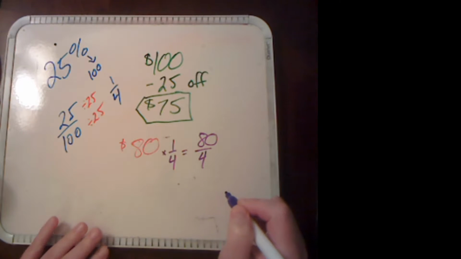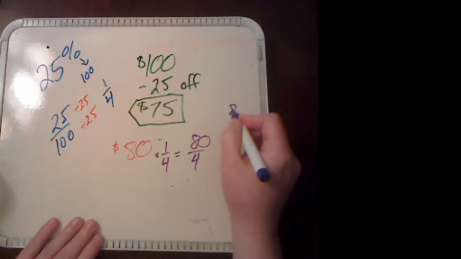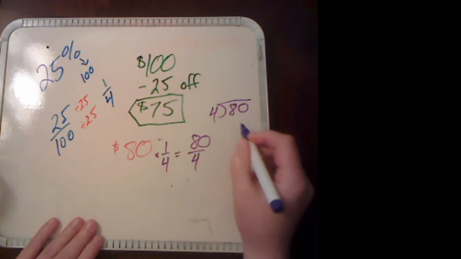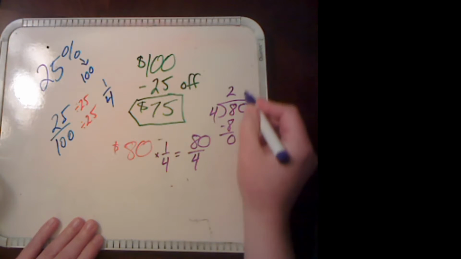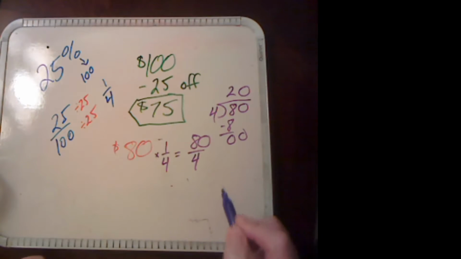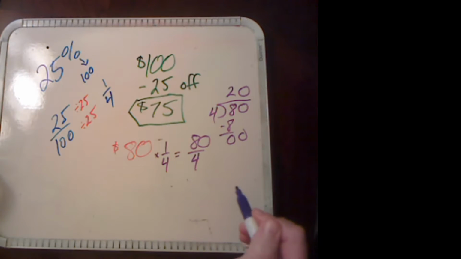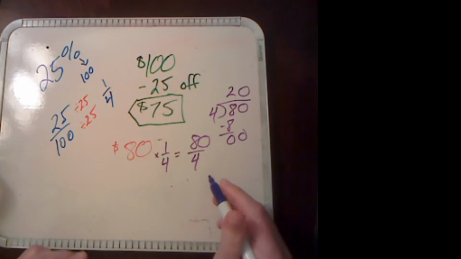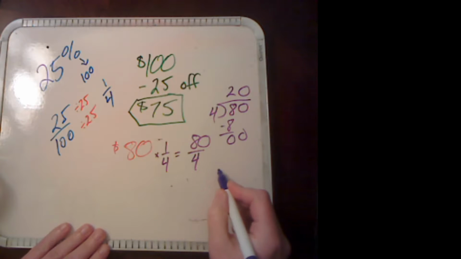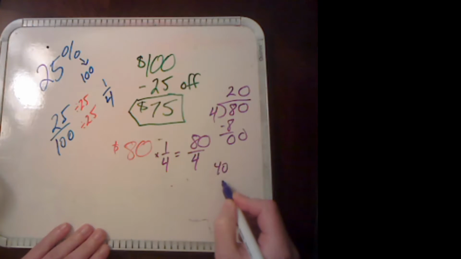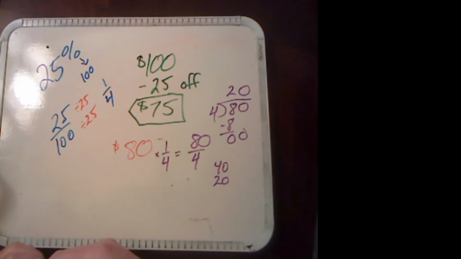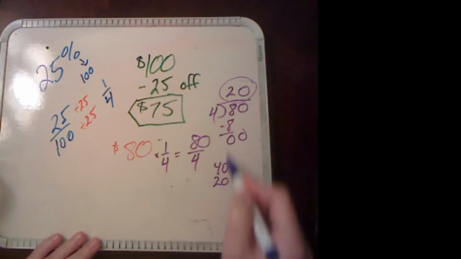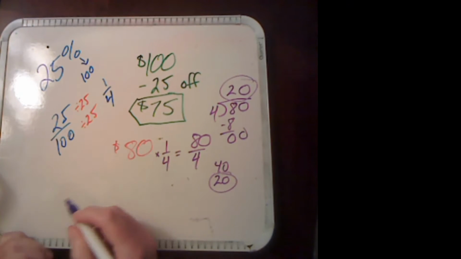Well, you can do this one of two ways. You can do long division. 80 divided by 4. 4 goes into 8 2 times. That would be 20. Or you can take half of half. When you divide by 4, you can take half of half. So half of 80 is 40. Half of 40 is 20. So you can take half of half and get 20. Either way, you're going to know that you're going to save $20.